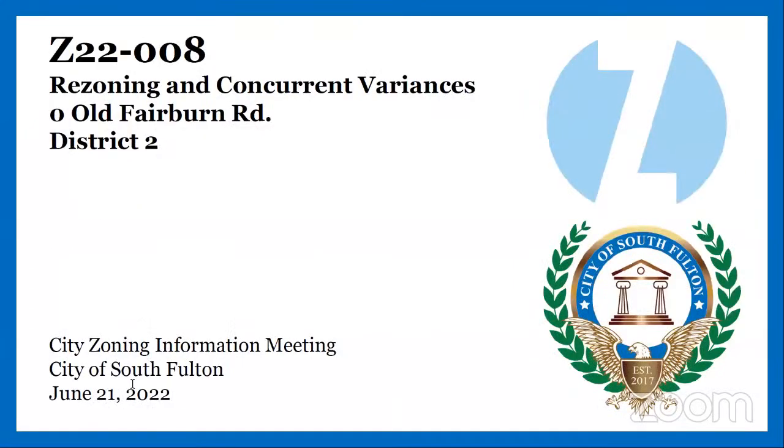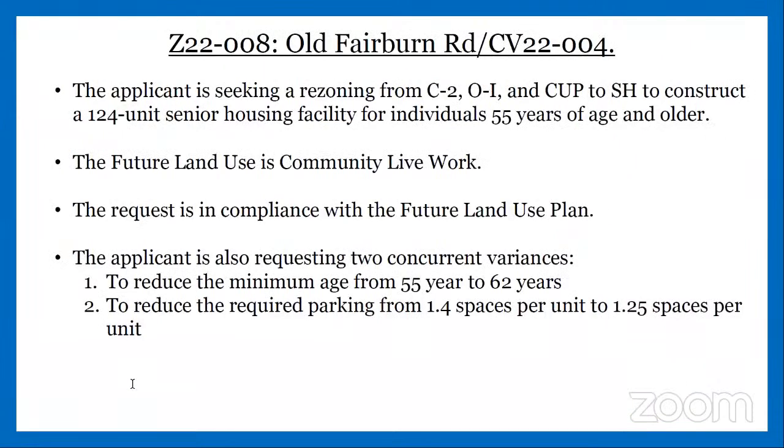Okay, so this request is on Old Fairburn Road. It's another zoning request that will help to accommodate our senior population. The applicant is requesting a rezoning from C2, which is general commercial, OI, which is office institutional, and CUP, which is again our plan development, to SH, which means senior housing, to construct a senior living facility that is 124 units. It's going to be for seniors that are 55 years and older.